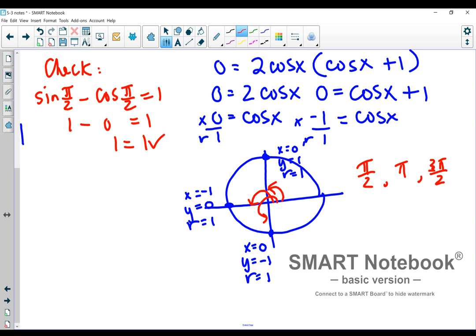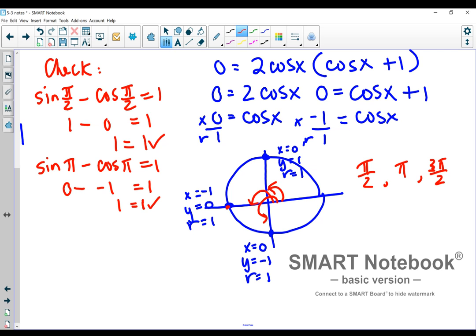And then we're going to check pi. So sine pi minus cosine pi equals 1. So sine would be like my y when I'm looking at points on the unit circle. So my y value at pi is 0 minus cosine. So my x value at pi is negative 1. So 0 minus negative 1 is 0 plus 1, or 1 equals 1.